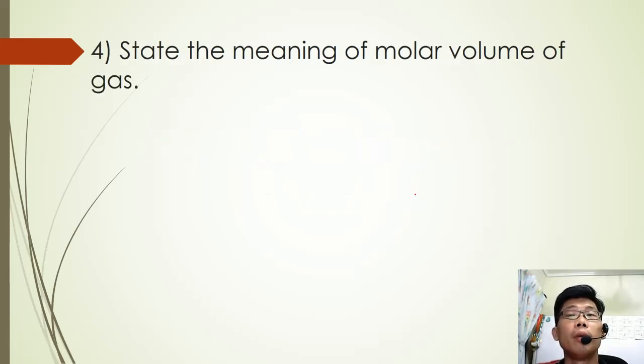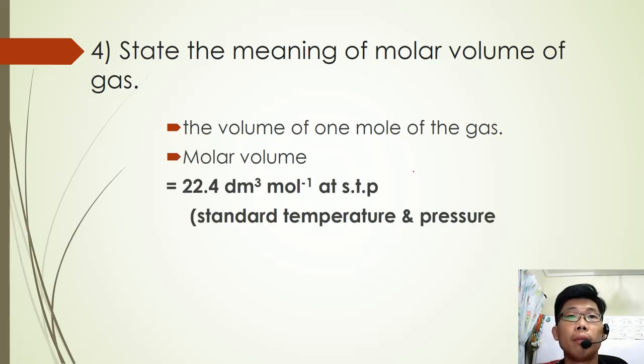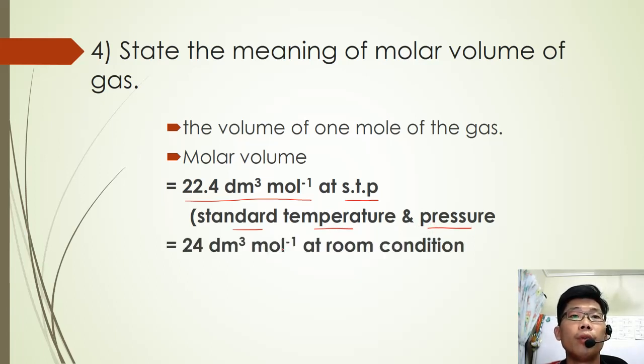Next, state the meaning of molar volume of a gas. It refers to the volume of 1 mole of the gas, and there are 2 values for the molar volume. Number 1 will be 22.4 cubic decimeter per mole at STP, standard temperature and pressure. Another value will be 24 cubic decimeter per mole at room condition. This is more common, and we normally use it in all the calculations.